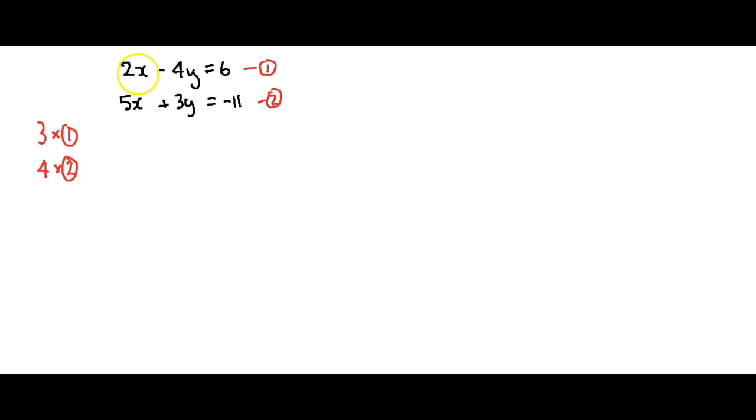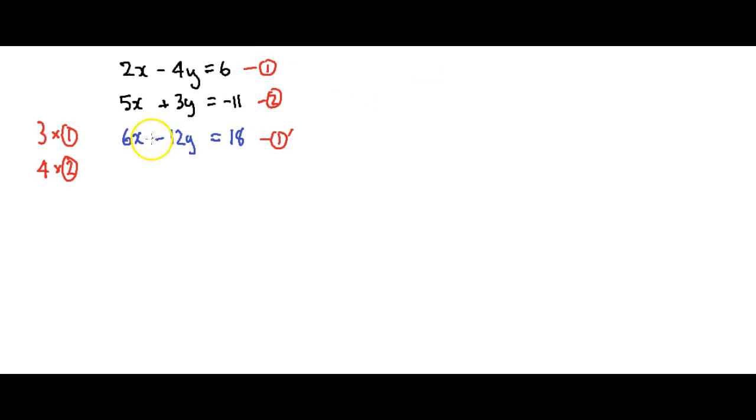So 3 times 2x is 6x. 3 times negative 4 is negative 12y. Equal sign stays lined up. 3 times 6 is 18. And that's my new equation 1. I just use the dash. Some people use a different number.